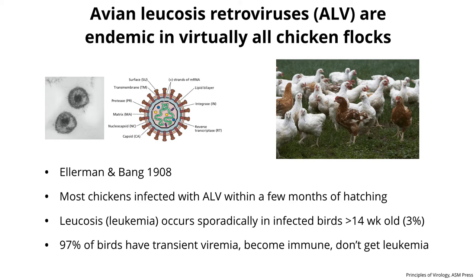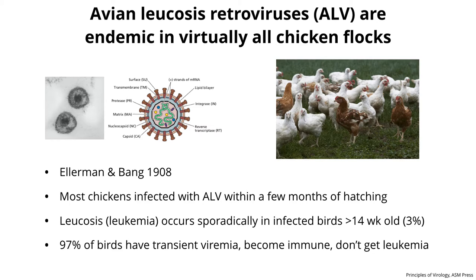They're in all chicken flocks in the world. It's a retrovirus, very much like retrovirus we've talked about. They were first identified in 1908, the year before Rous, by two scientists, but no one at the time thought that leukemia was actually a cancer, so no one paid attention. And then when Rous did his thing, they said, here's a cancer virus.